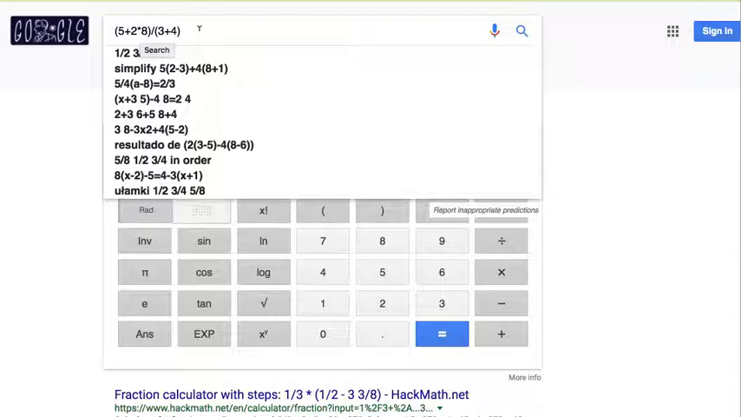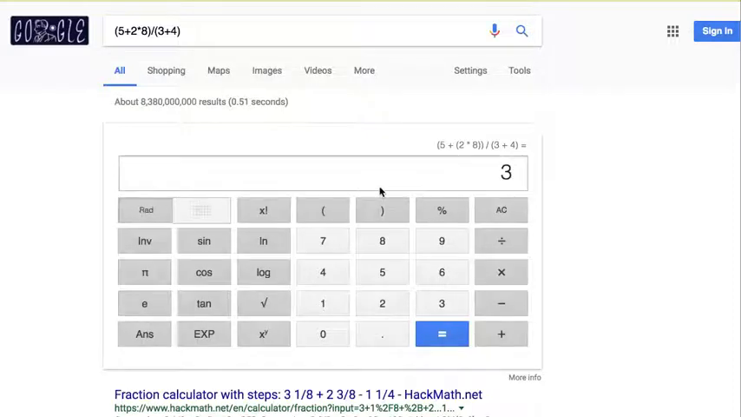So if I add those parentheses to put those groupings, then we get the answer of 3, and we see that Google is in fact still doing the 2 times 8 before the plus 5, and treating that whole thing as an entity, and then doing the 3 plus 4 as one entity, and basically doing the 21 divided by 7 is 3.